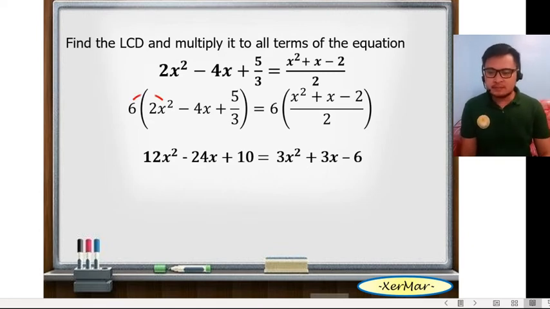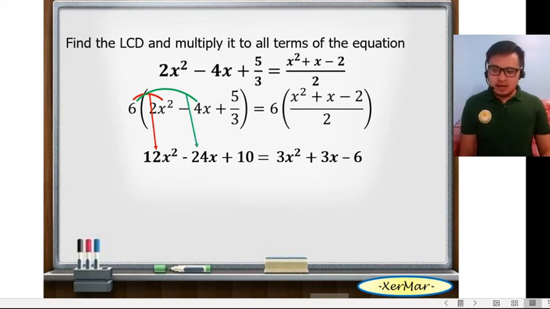Okay, so una, 6 times 2x squared. The answer is 12x squared. Okay, next. 6 times negative 4x. And the answer is negative 24x. Okay? We have now 6 times 5 over 3. At kung mapapansin ninyo students, itong denominator na 3 ay factor ng 6. So therefore, pwede tayong mag-simplify bago mag-multiply.